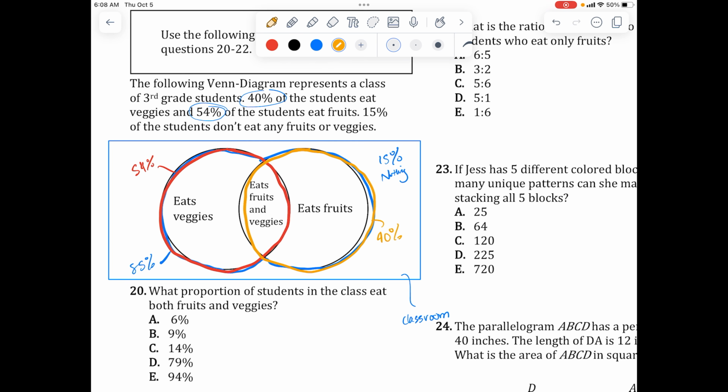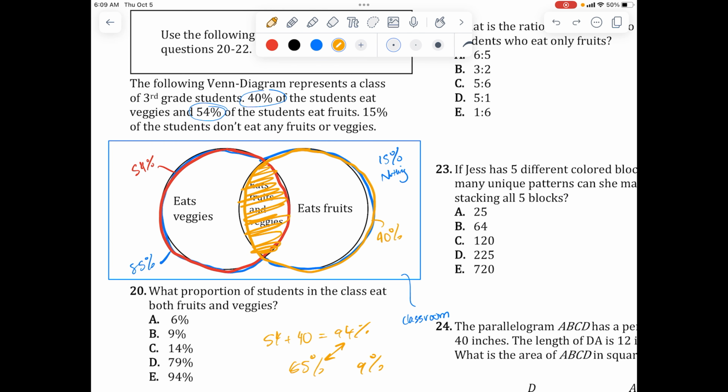So how do you find how much overlap there is? Well, the overlap is just going to be how much you go over the amount that is the total. The way that looks is 54% plus 40% equals 94, whereas your total class amount is 85%. So the difference between these two, which is 9%, that's your overlap. That's what you're counting twice effectively. It's being counted twice in this region right here, because it's being counted in this group and in this group.